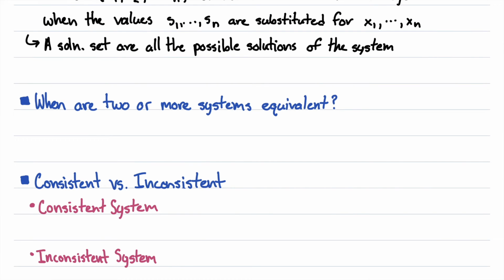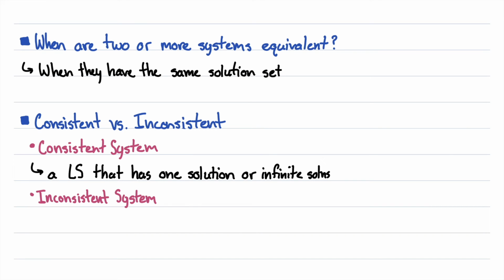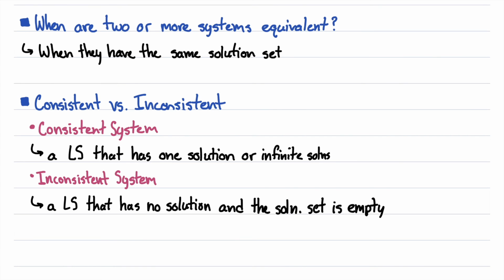How do we know if 2 or more systems are equivalent? Well, that's easy. If they have the same solution set, or share the same solutions, then the 2 systems must be equivalent. What does it mean for a system to be consistent or inconsistent? Those 2 are opposites. A consistent system is a linear system that has one solution or infinitely many solutions. In other words, it has at least one solution. While an inconsistent system means that the system has no solution, and we can also say that the solution set is empty.